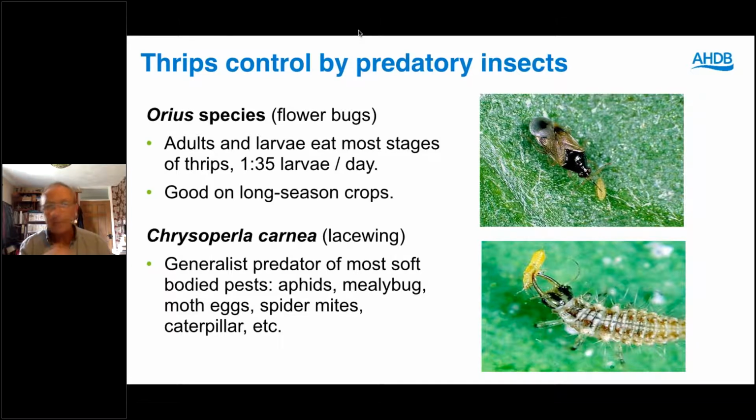Lacewing larva, again, generalist predator. Photograph there to show it feeding on a second instar thrips larva. Yes, they will feed on thrips, but it's not going to be the first line of defense against thrips. It's just useful to have lacewings around the place.